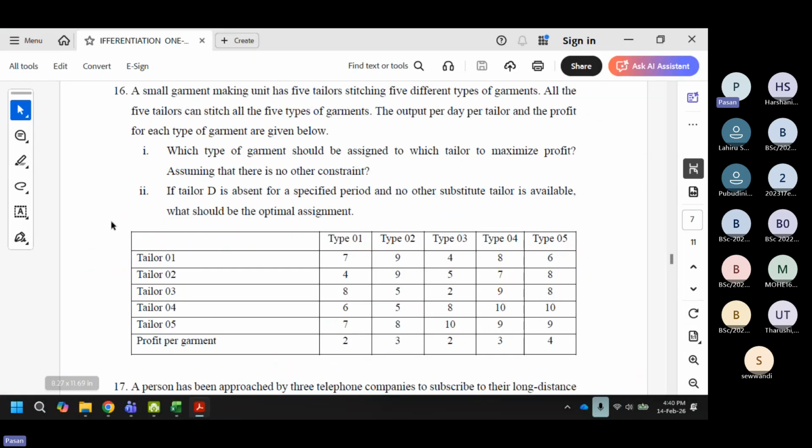So now if you look at this question in terms of wording, this is to maximize the profit, right? Now this wording is not that clear, so I need to change it actually. I will provide you the correct wording. Then we have some additional question here. So if the tailor D is absent, D means, I think, tailor 4, right?